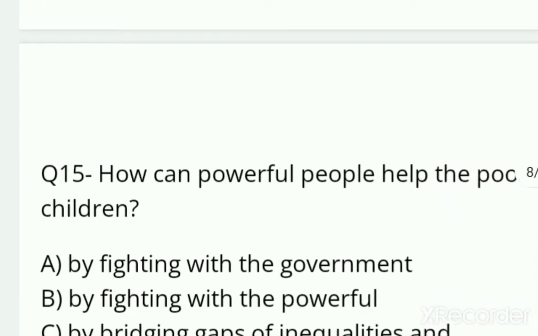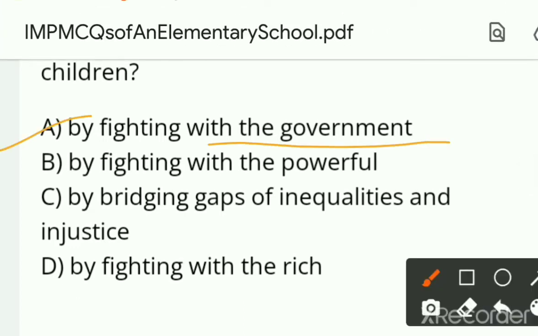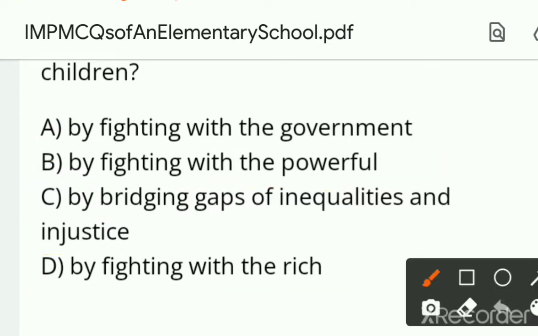Next question. How can powerful people help the poor children? A. By fighting with the government. B. By fighting with the powerful. C. By bridging gaps of inequalities and injustice. And D. By fighting with the rich. Yes, option C is the correct answer, by bridging gaps of inequalities and injustice.